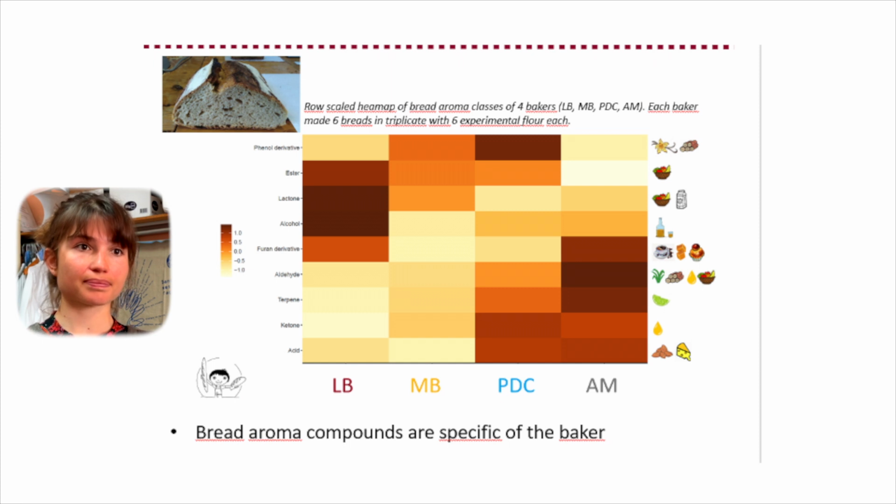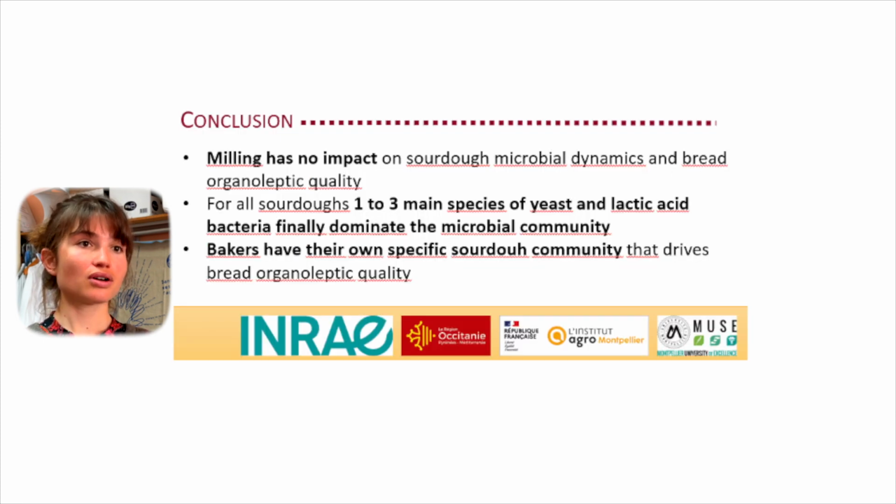In conclusion, 3 results of this participatory project are: first, that milling has no impact on sourdough microbial dynamics and bread organoleptic quality. Second, for all sourdoughs, 1 to 3 main species of both yeast and LAB finally dominate the microbial community. Third, bakers have their own specific sourdough community that drives bread organoleptic quality.